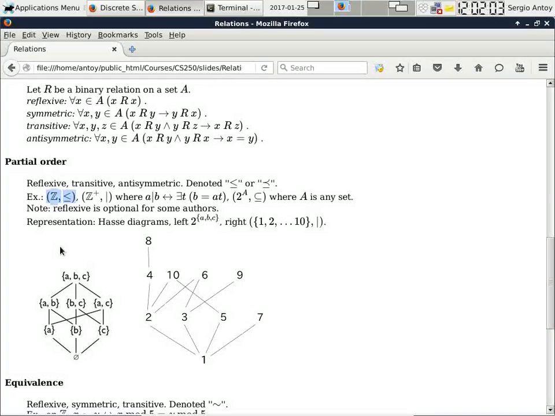The next one takes the positive integers. And so these are 1, 2, 3, 4, and so on. And that symbol is divides. A divides B when there is some T, such that if you multiply A times T, you get B. Could we make an example? Why does 2 divide 8? Right, because there is 4, and you multiply 2 by 4, and you get 8. Why does 5 divide 10? Because there is 2. 5 times 2 will give you 10. Alright? So this one is a partial order.